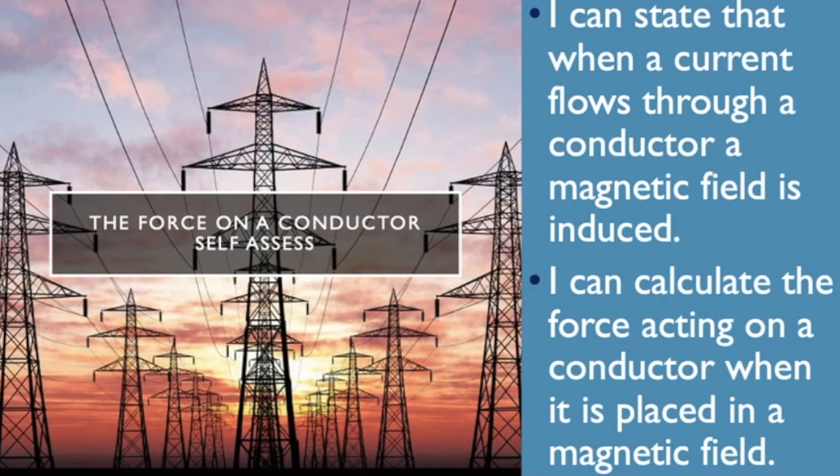Okay, so this is what we've done. You should be able to state that when a current flows through a conductor, a magnetic field is induced. And you should be able to calculate the force acting on a conductor when it's placed in a magnetic field. That's been a lesson all about the force on a conductor in a magnetic field.